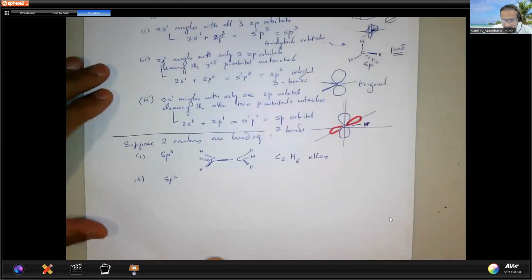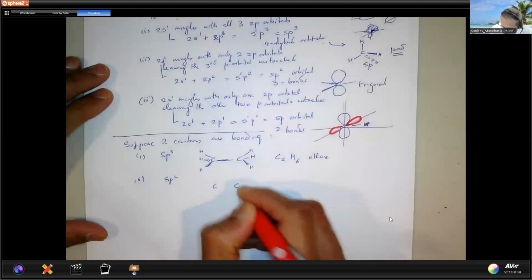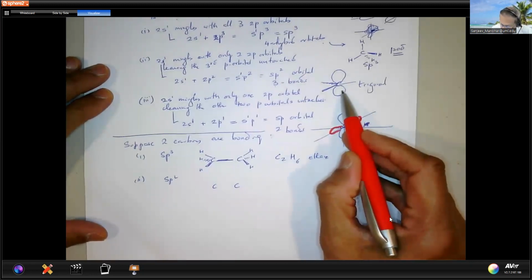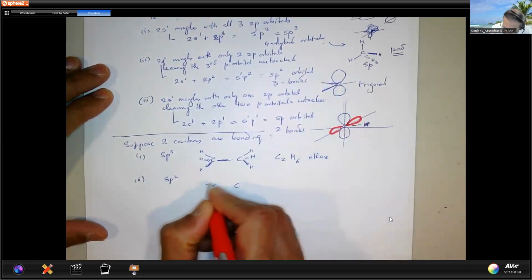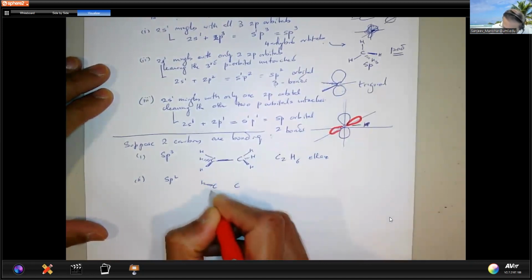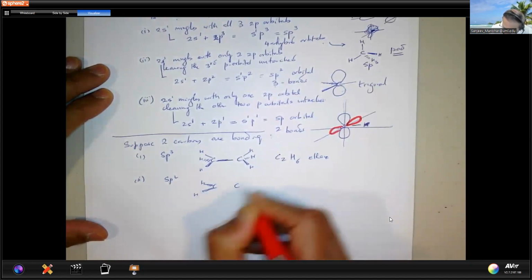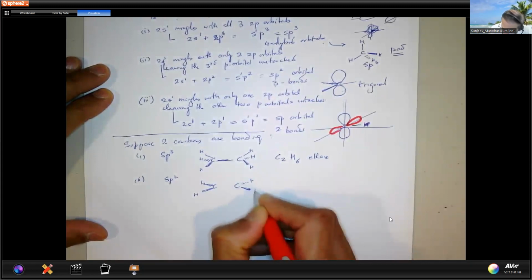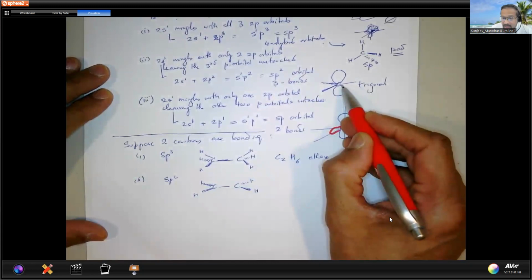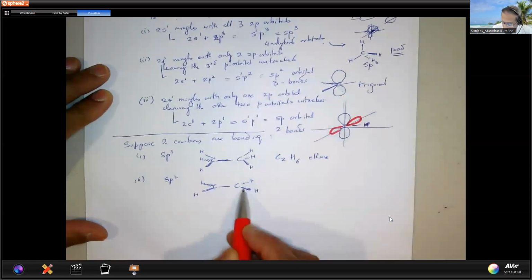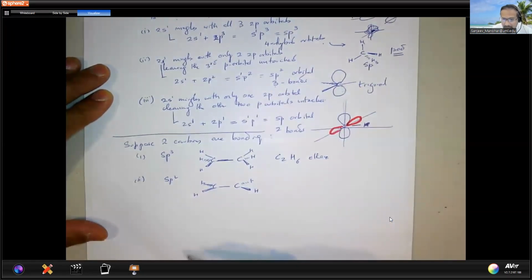Okay, let's look at sp2. Carbon, carbon. We know it's got to be like this, right? Trigonal. So how do we do this? Okay, let's go like this. This is going into you. This is coming at you. That's going into you. This is coming at you, right? It's planar. There's your bond. That's for one carbon. This is for two carbons. So they're bonded, two carbons are bonding.